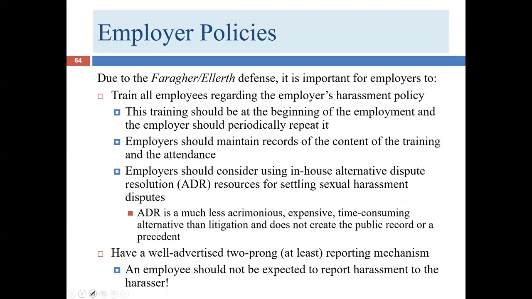So let's consider what the fallout from Faragher-Ellerth is. What should employers do as a result of having the availability of this defense? Well, first of all, the employer needs to train all employees regarding the policy. It should be at the beginning of the employment, ideally the first day, but certainly the first week, and it should be periodically repeated. It's also a good idea to put this in employee communications, like handbooks and things along those lines.